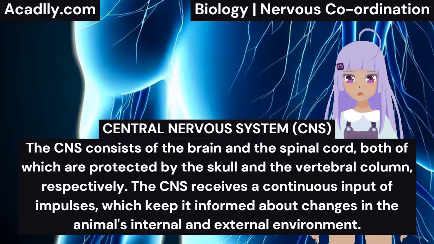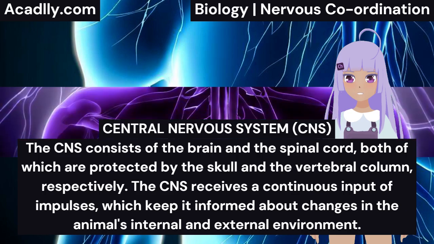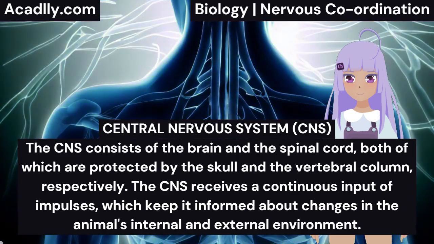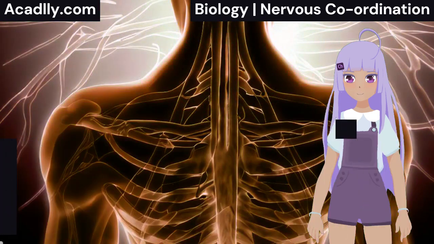Central nervous system, CNS. The CNS consists of the brain and the spinal cord, both of which are protected by the skull and the vertebral column, respectively. The CNS receives a continuous input of impulses, which keep it informed about changes in the animal's internal and external environment. Impulses transmitted from receptors to the CNS along sensory nerves are known as sensory impulses. On the other hand, impulses from the CNS to effectors are called motor impulses, as they travel along motor nerves.